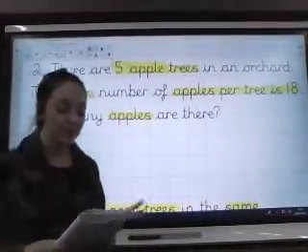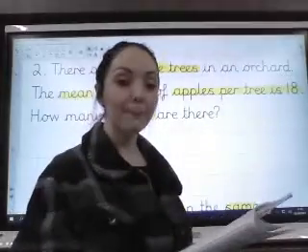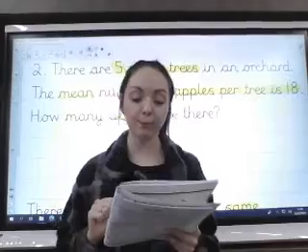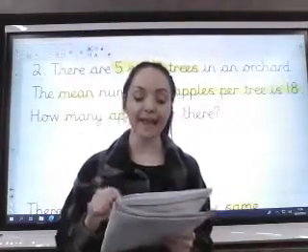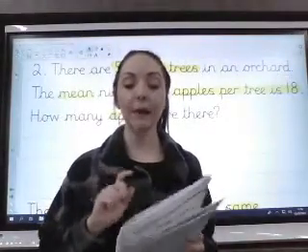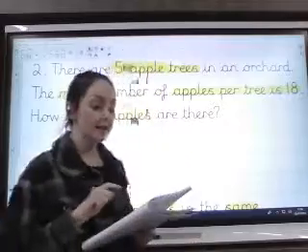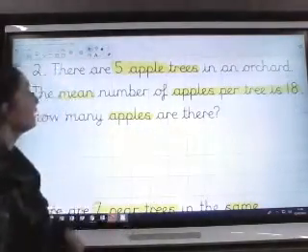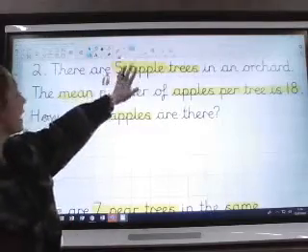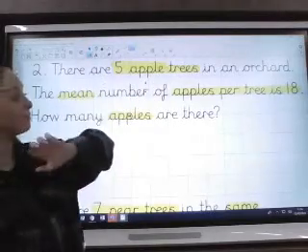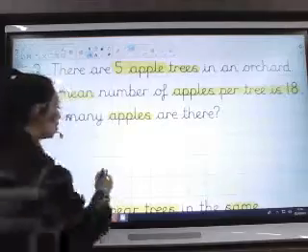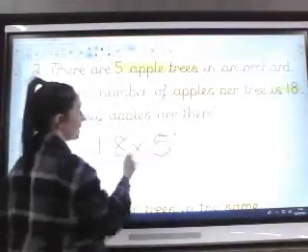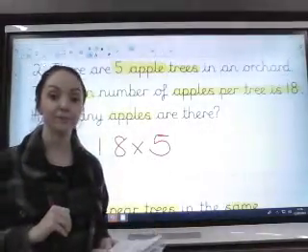Question 2 then says there are 5 apple trees in an orchard. The mean number of apples per tree is 18. How many apples are there in the orchard? So for this one, if there's 5 apple trees and the mean number of apples per tree is 18, to work out your answer, all you need to do is do 18 times 5. Okay?